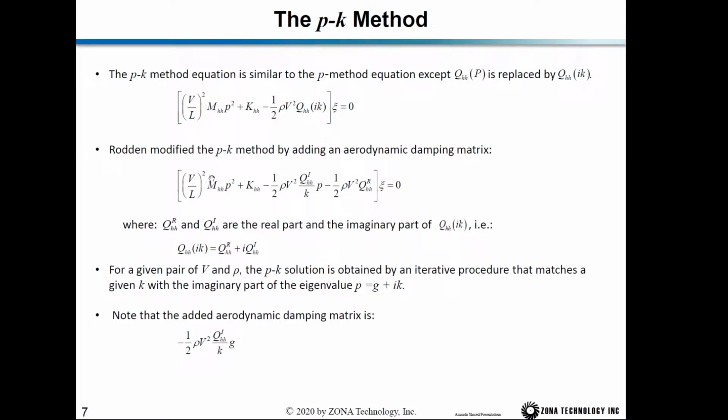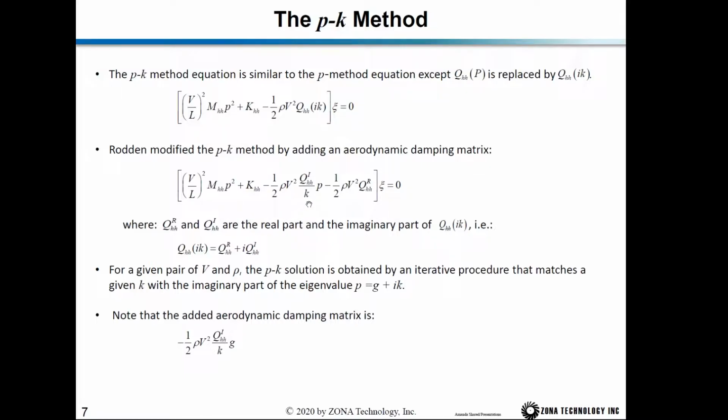And the next method is the pk method. Because we don't have the Laplace domain GAF, we write the frequency domain GAF here, and rather modify the pk method by adding an aerodynamic damping matrix. So in this pk method, first we split the complex GAF in the frequency domain into the real part plus i times the imaginary part.